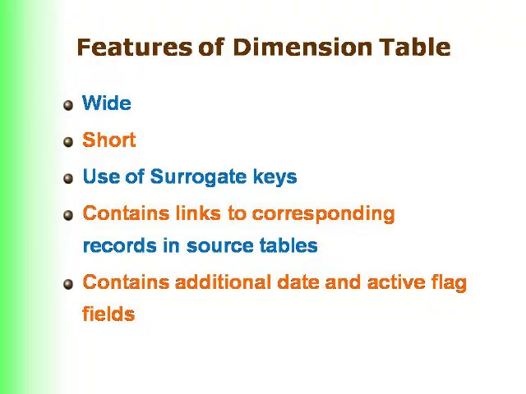Wider columns provide more descriptive information. Wide dimension tables provide more attributes that can be viewed and summarized. That is the reason why dimension tables are very wide. Width-wise, of course, they are very wide, but degree-wise, they are very short. Degree means what? The number of rows in a table, or the cardinality of the table.